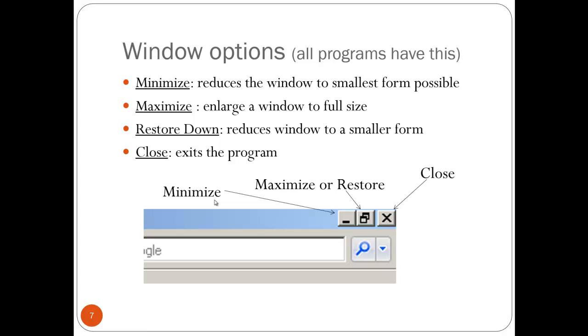Now the second button, it's maximize or restore. So if the program is in its smallest form, it'll maximize it and enlarge the window to its full size. Also, if it's maximized and you press that button, then it'll restore it down. So it kind of provides two different functions. And finally, all the way to the right, we have the button with an X that closes the program.